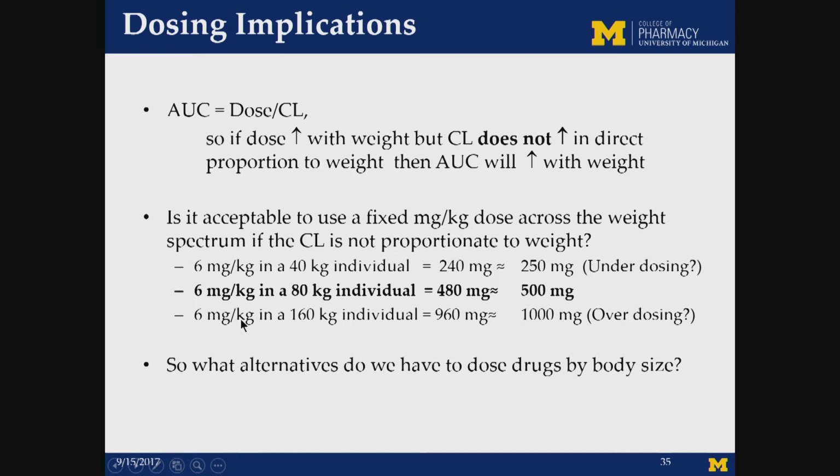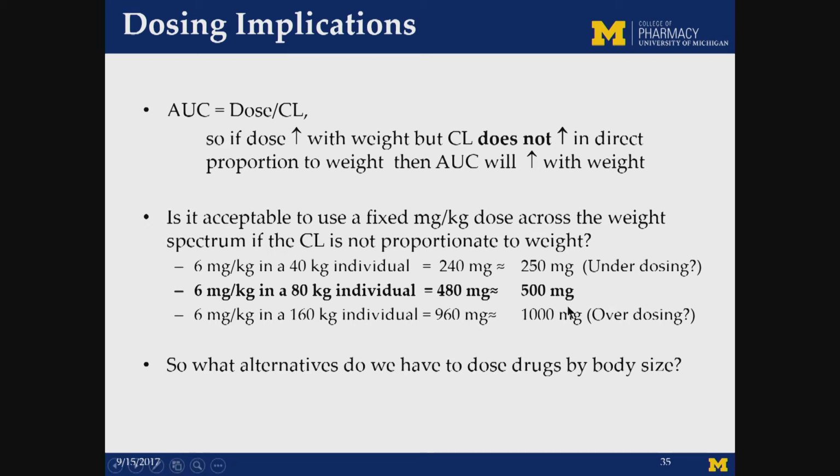So if you think about a drug and the drug's product label is reported as 6 milligram per kilogram, if you use that same milligram per kilogram in a 40 kilogram individual, you're going to calculate a dose of 250 milligrams. If you use that same in a 160 kilogram person, you would calculate a dose of 1,000 milligrams. On average, you would calculate a dose of 500 milligrams. So the question often is, is that okay? Again, this is a common thing that we do in practice.